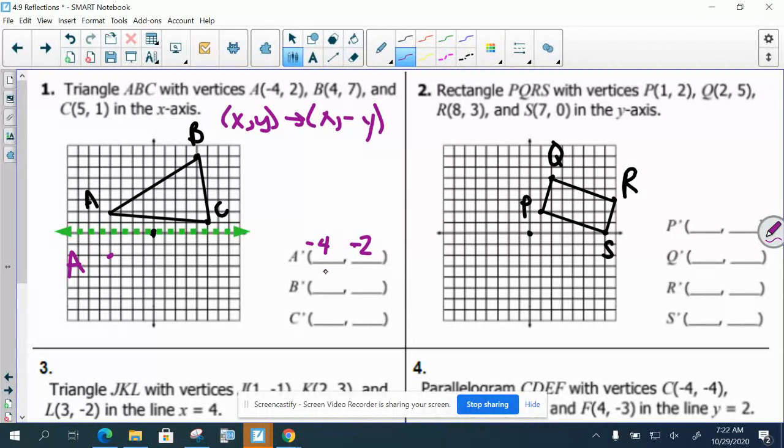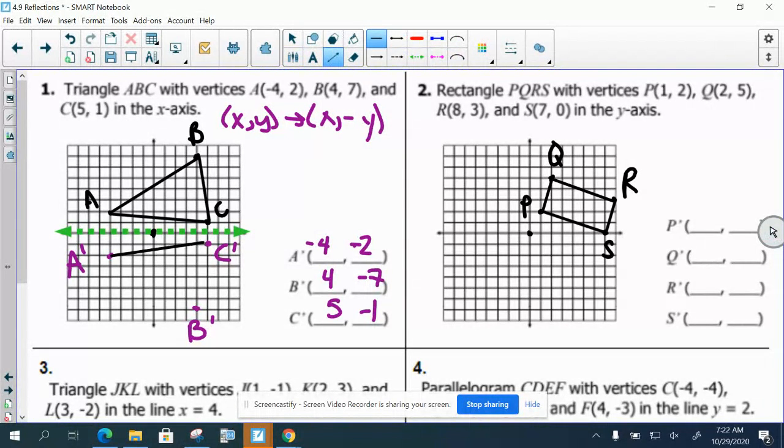So B would be 4, negative 7, and this goes to negative 8, so I know that this would be here. And then C, if it's 5, 1, then C prime is going to be 5, negative 1. The image we call A prime, B prime, C prime. So I should be labeling this A prime, B prime, and then you can connect your vertices.